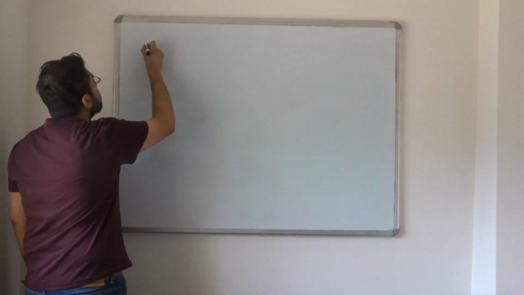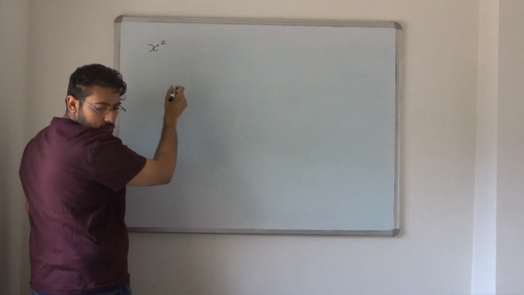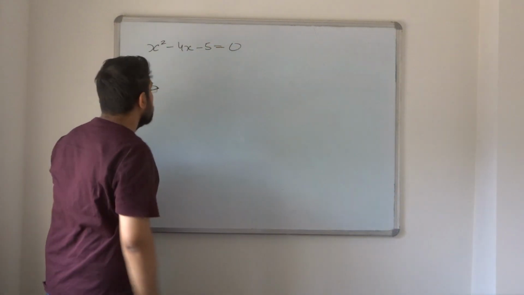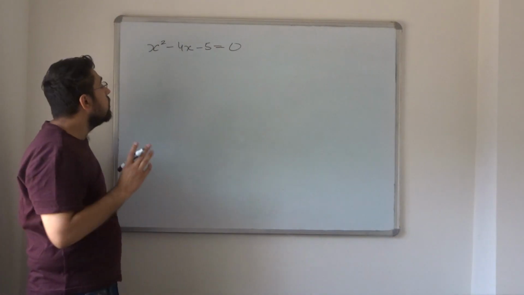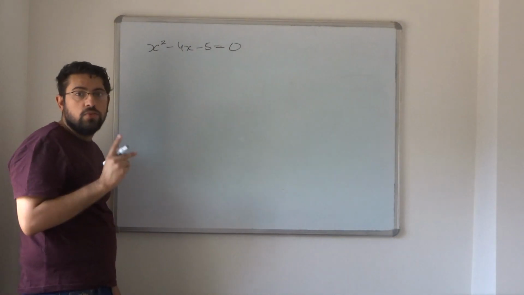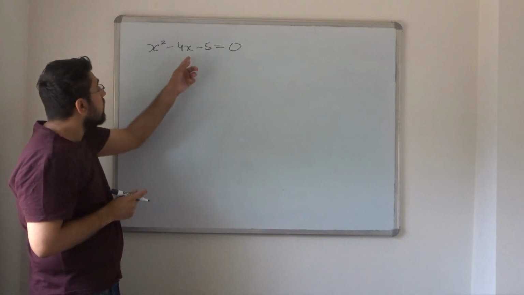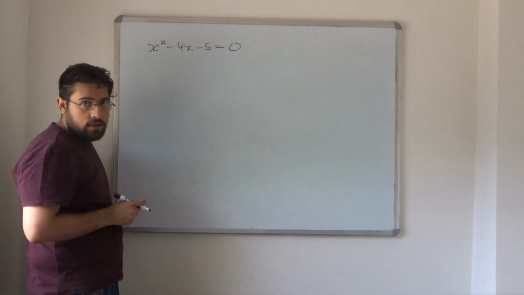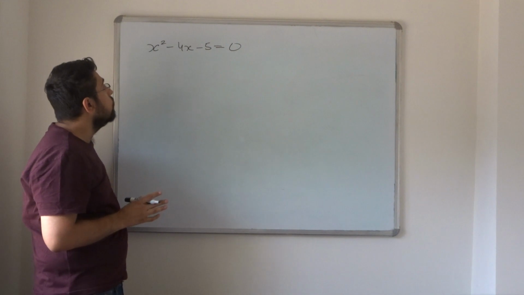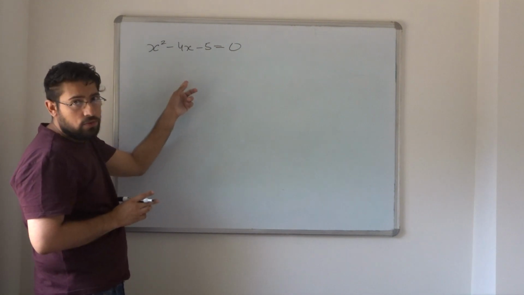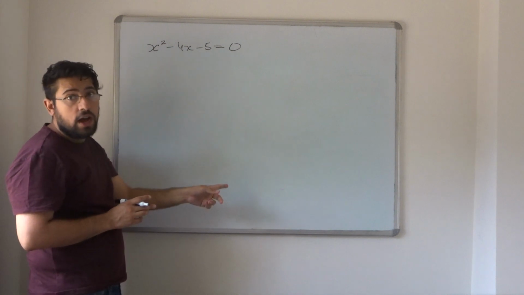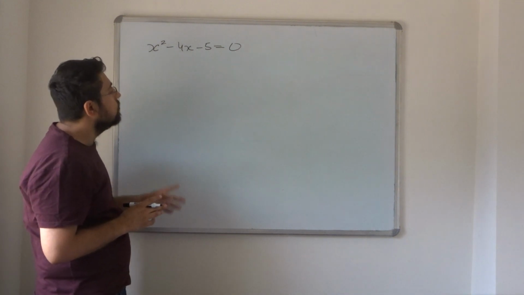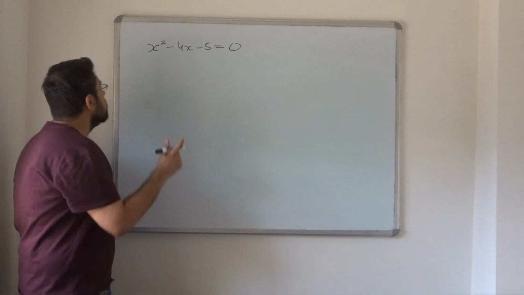So let's go. You have x squared minus 4x minus 5 equals 0. Before you start on this, there's one thing I want to tell you. Whatever value is in front of x, when we have to complete the square, we always take half the value, and then we square half the value and add and subtract that value. Let me just show you what I mean.